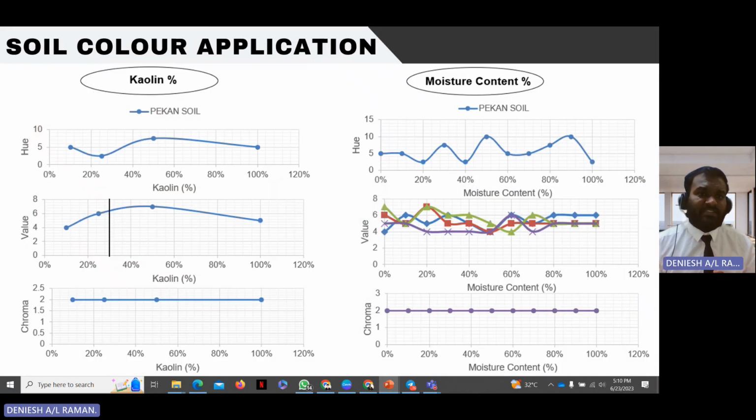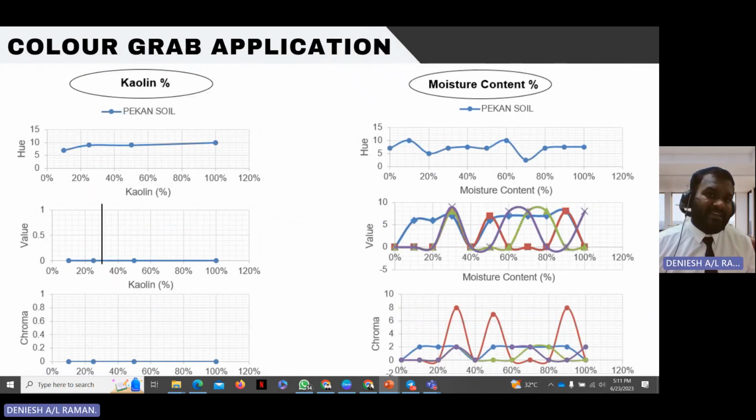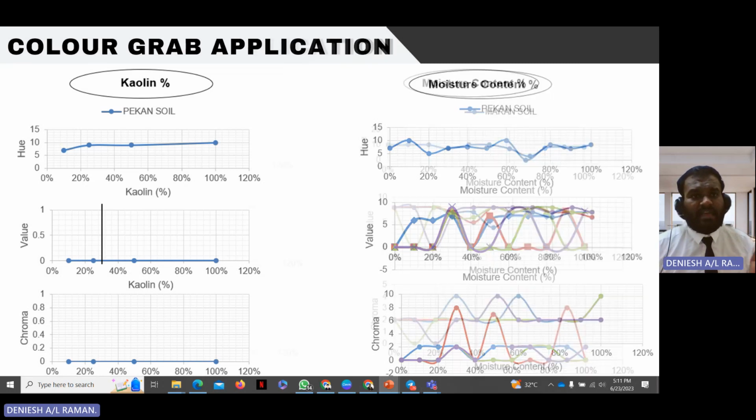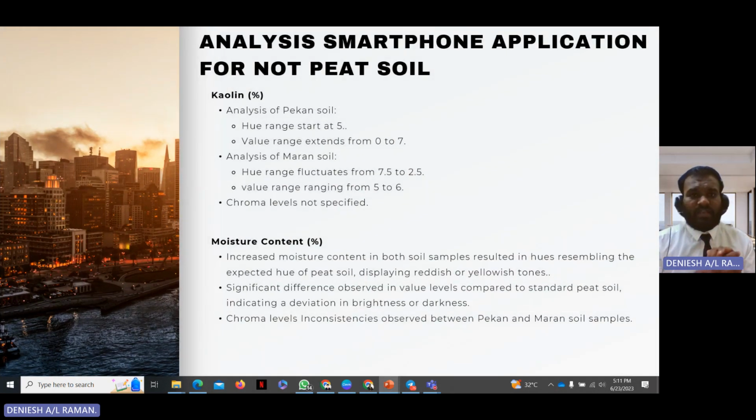So now we use the application, the soil color application for Pekan. This is for the Maran sample, and this is the color grab application for the Pekan sample, and we use the color grab application for the Maran sample. This application we use for not peat soil, where the hue range starts at 5. Usually the hue range for peat soil is 2.5 until 10, not 5. So we can categorize that this is not peat soil, and the value range extends from 0 to 7.